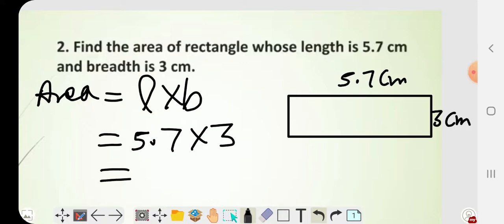Multiply these two numbers. 7 3s are 21, 171. So where will we put the decimal? Decimal before one digit. This will be like this.